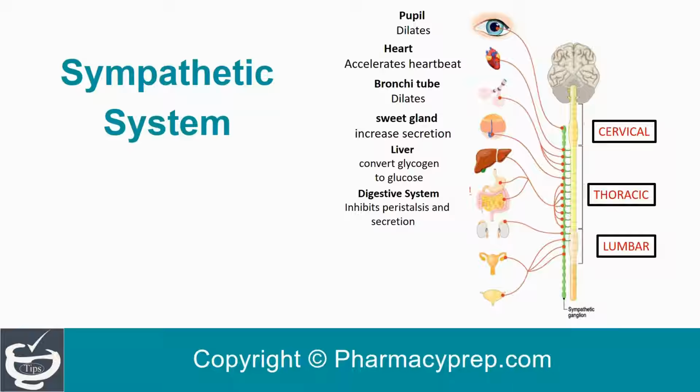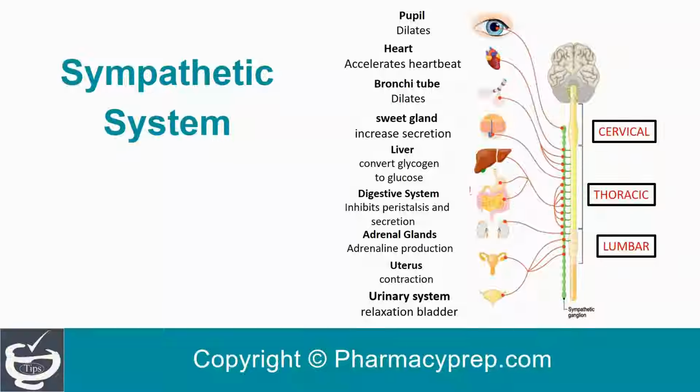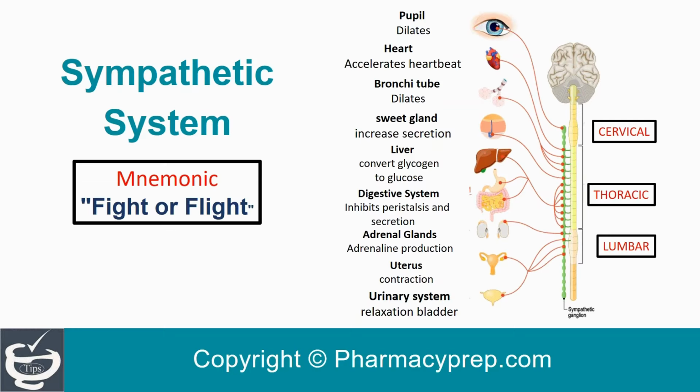In the digestive system, sympathetic inhibits peristalsis and also gastrointestinal secretions. The primary effect of sympathetic happens on the adrenal gland, which secretes adrenaline or epinephrine from the adrenal medulla. On the uterus, the sympathetic system contracts, and in the urinary system, it relaxes the bladder. So here, the most popular sympathetic nervous system mnemonic is fight or flight.